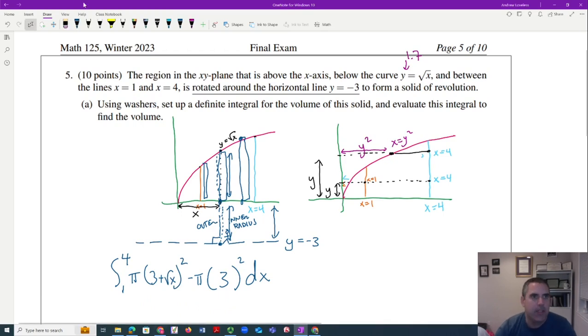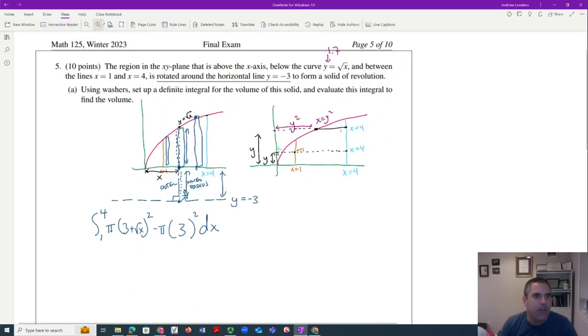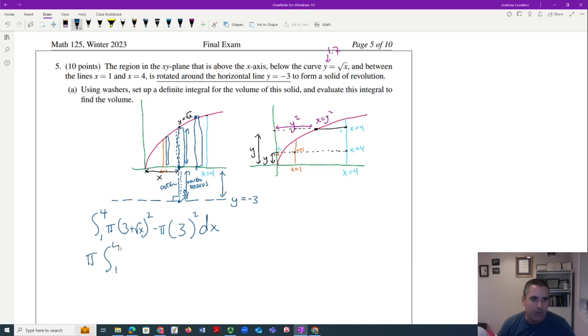So we have to expand. Let's view and expand, and then we'll get to part B. If you're waiting for part B, just skip ahead to that part. So we're going to have pi, you're going to go from 1 to 4. There's no way around it. You'd have to monkey face this out.